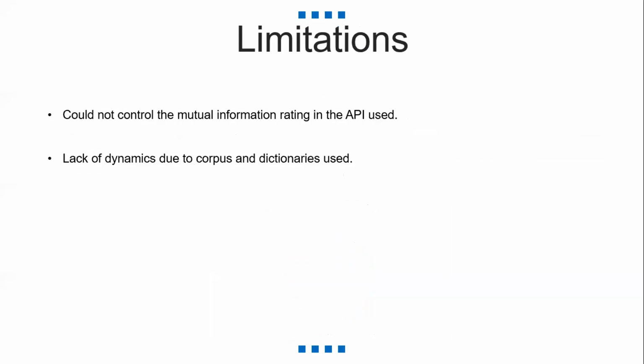So on to limitations. The first limitation was that I could not control the mutual information rating due to the API. A step in the CCO requires that you have a rating to determine the closeness of a word to another word to find the co-locates. Since I could not obtain that corpus, I had to use a different API which did not allow me to control this rating. And then there's the lack of dynamics due to the corpus and dictionaries used. Language is ever evolving, and over time, for this system to stay updated, you would continually have to update these corpus and dictionaries.